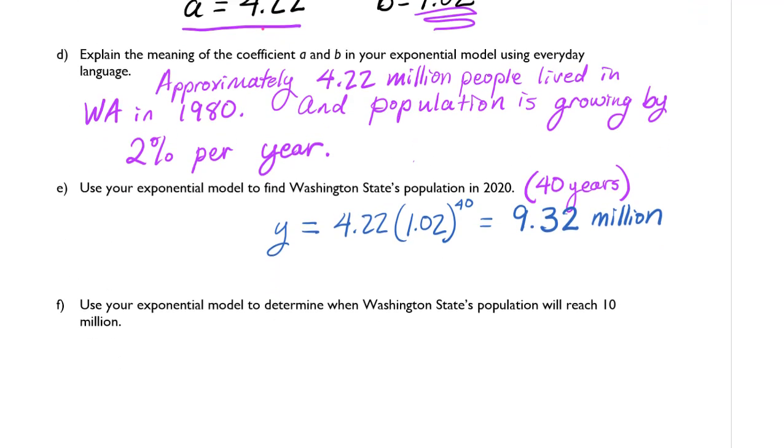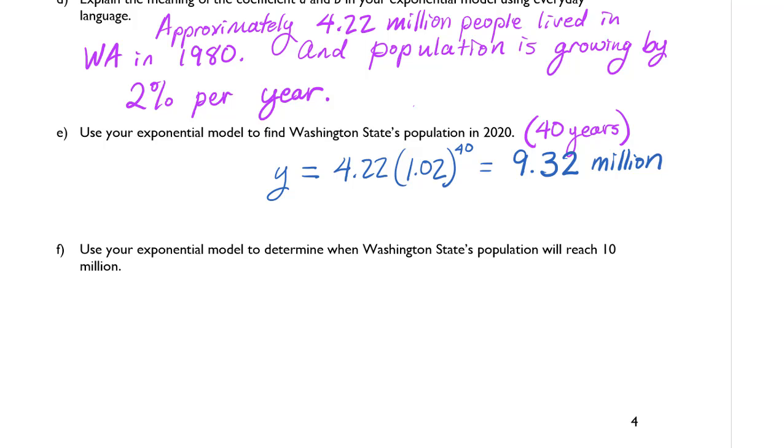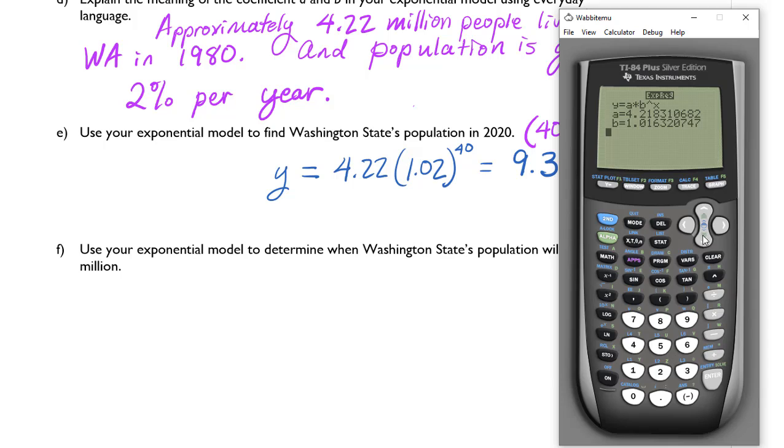Use your exponential model to determine when Washington state's population will reach 10 million. Now we can go to Y equals, click Vars, Variables, arrow down to Stat, hit enter, go over to Equation, and then Regression Equation, hit enter again, and now graph. Not very helpful. So let's go to Zoom and let's go down to 9. So it calculates ZoomStat. This looks way more linear than exponential, doesn't it? This is why it can be helpful to look at your data points when you're calculating this stuff.